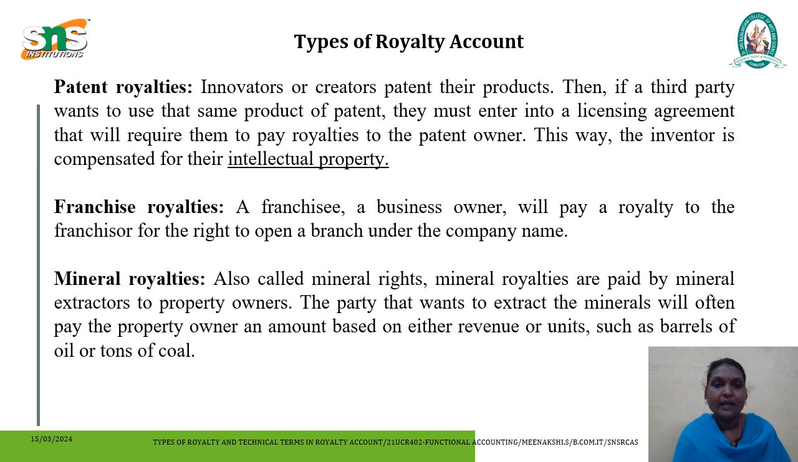Franchisee royalty. A franchisee, a business owner, will pay a royalty to the franchisor for the right to open a branch under the company name. It is known as franchisee royalty. Then mineral royalties, also called mineral rights. Mineral royalties are paid by mineral extractors to the property owners. The party that wants to extract the minerals will often pay the property owner an amount based on either the volume or revenue of the unit, such as barrels of oil, tons of coal, etc.